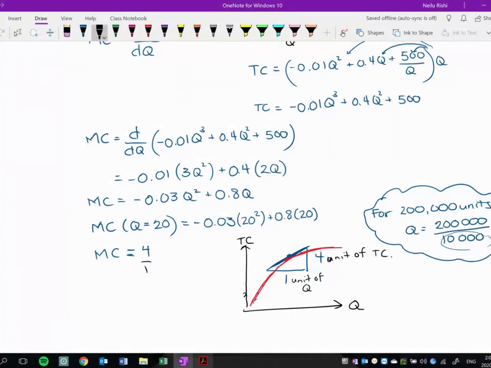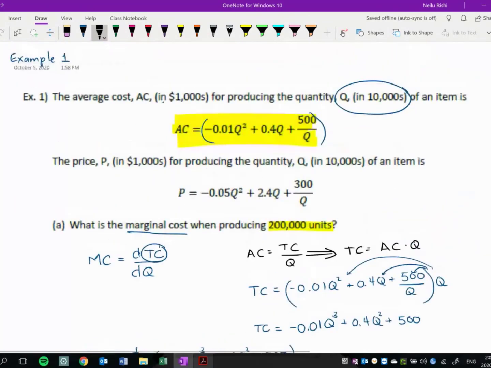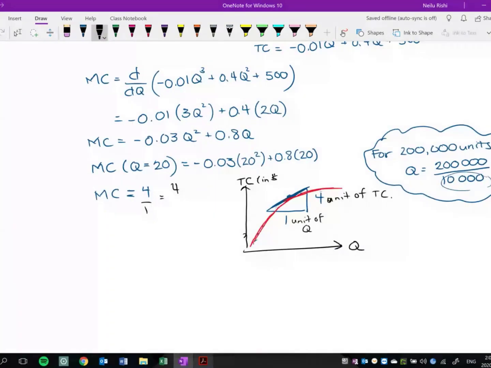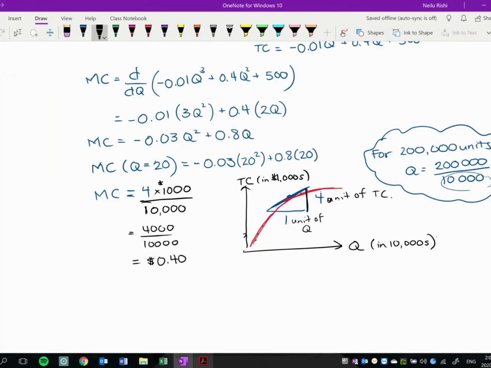This is going to be equal to 4 times. Remember, our total cost was in what units? It was in thousands of dollars. And quantity was in 10,000s. So I multiply 4 times, this is really 4,000, isn't it? And this is really 1 times 10,000. So what this is telling me is I've got $4,000 for every 10,000 units. My marginal cost is 40 cents per unit.